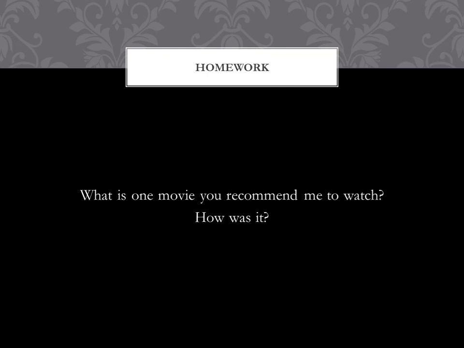For today's homework, recommend me one movie to watch. It can be in any language as long as it comes with English subtitles. Let me know how was the movie, what was your experience of watching it. You can write as much as you want as long as you can write it in Bengali. You can even give a movie review as long as it is in Bengali.